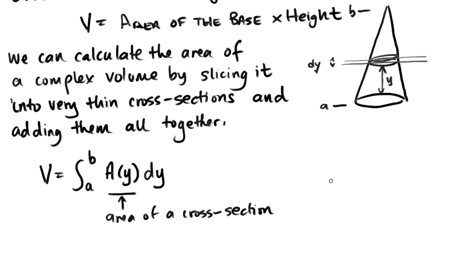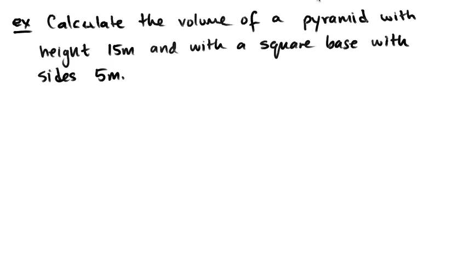So let's take a look at an example and actually calculate something. And we'll start with one that we already know how to do, just so we can double check our work. You'll notice that using other methods, like the formula, will be way faster than doing this with integration. It's not until we get to more complex shapes that integration becomes the only way to do things. Calculate the volume of a pyramid, and it's got a square base with sides of 5 meters, and it's got a height of 15 meters.